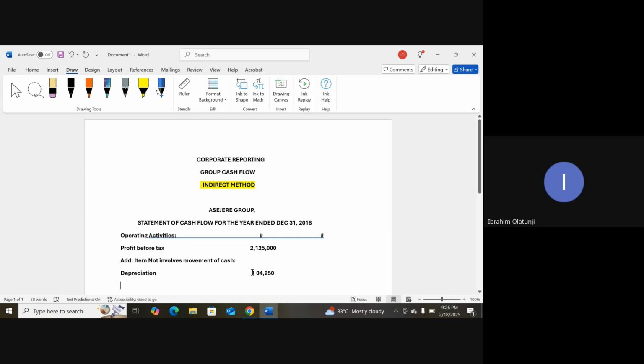Okay, another thing that we can also think of, in case the dimension of the question changes, is if there is a share of associate company profit. This associate share of profit, because it is profit in your statement of profit or loss, will be added. Then if you are doing your cash flow, you have to subtract it. Do you get it? It's the opposite of expense.